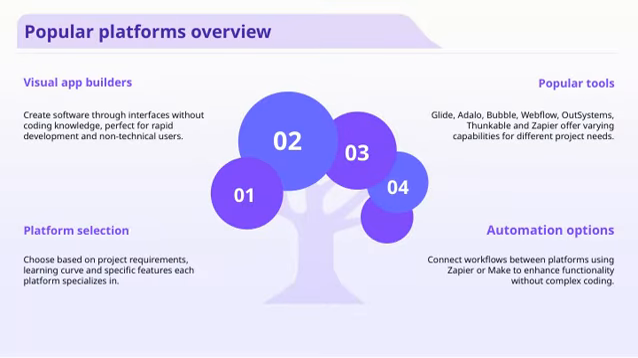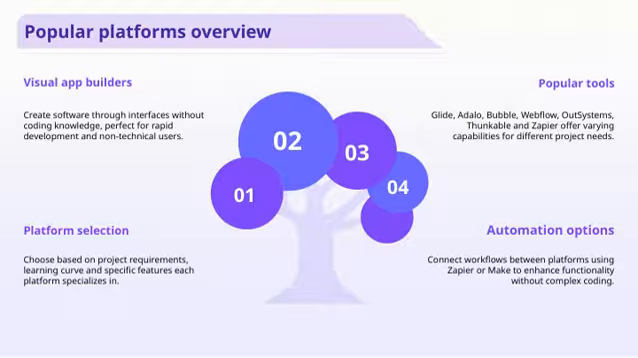Let's take a quick overview of some popular platforms for visual app building. These tools are designed to help you create software through intuitive interfaces, so you don't need any coding knowledge. This makes them especially great for rapid development and for users who may not be technical but still want to bring their ideas to life. Some of the most well-known tools include Glide, Adalo, Bubble, Webflow, OutSystems, Thunkable, and Zapier. Each of these offers different capabilities tailored to various project needs.